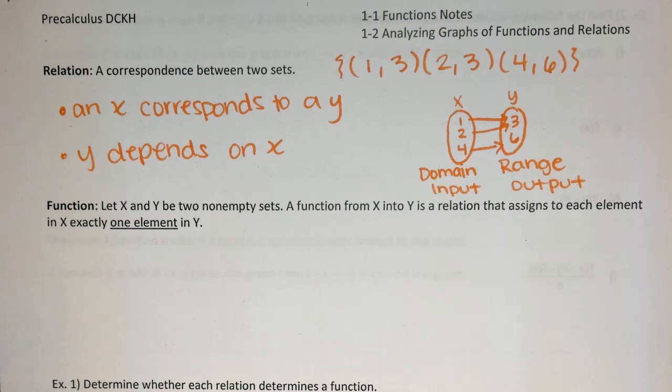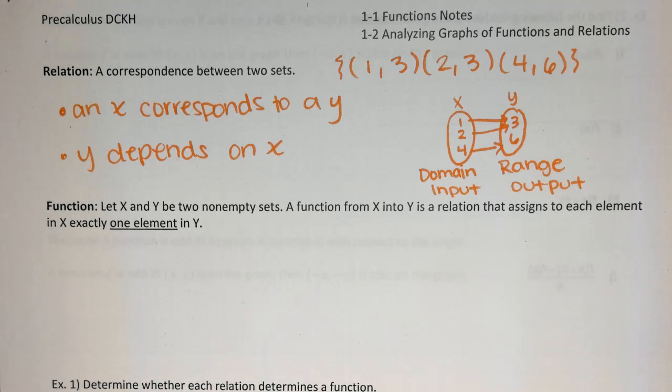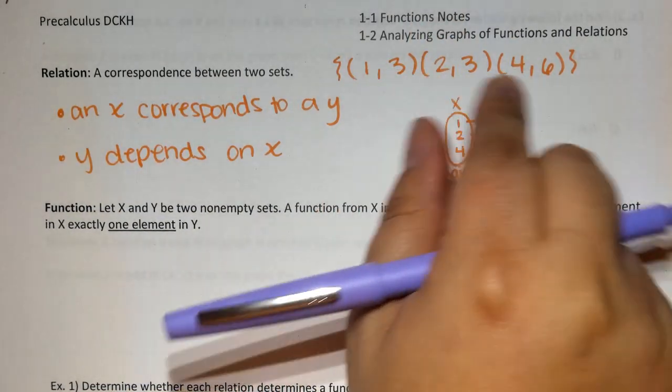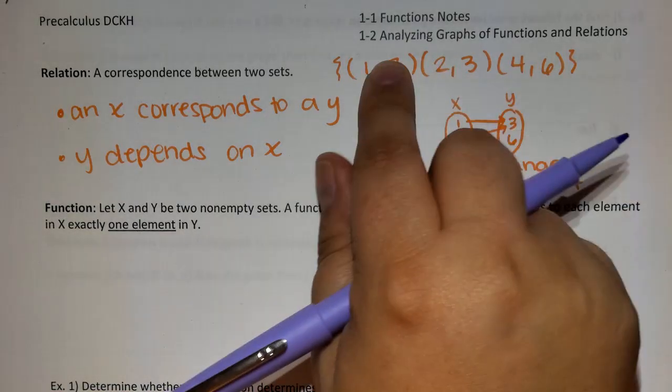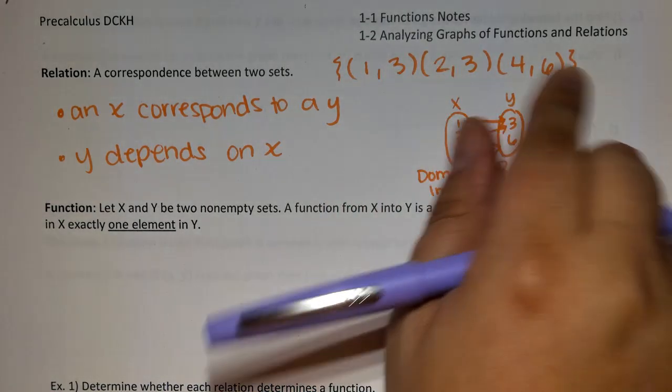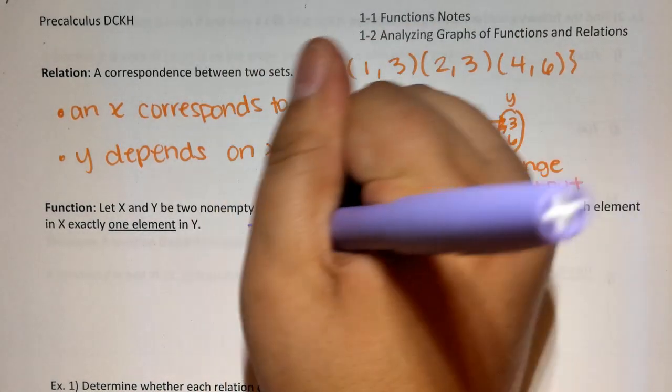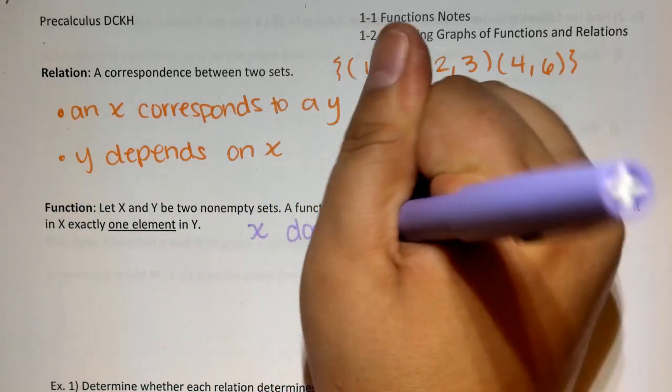So a relation is just your set of points. A function is when you let x and y be two non-empty sets. A function from x into y is a relation that assigns to each element in x exactly one element in y. To summarize that, what is a function? Is this a function? It is. Why is this a function? So a function is when x does not repeat.